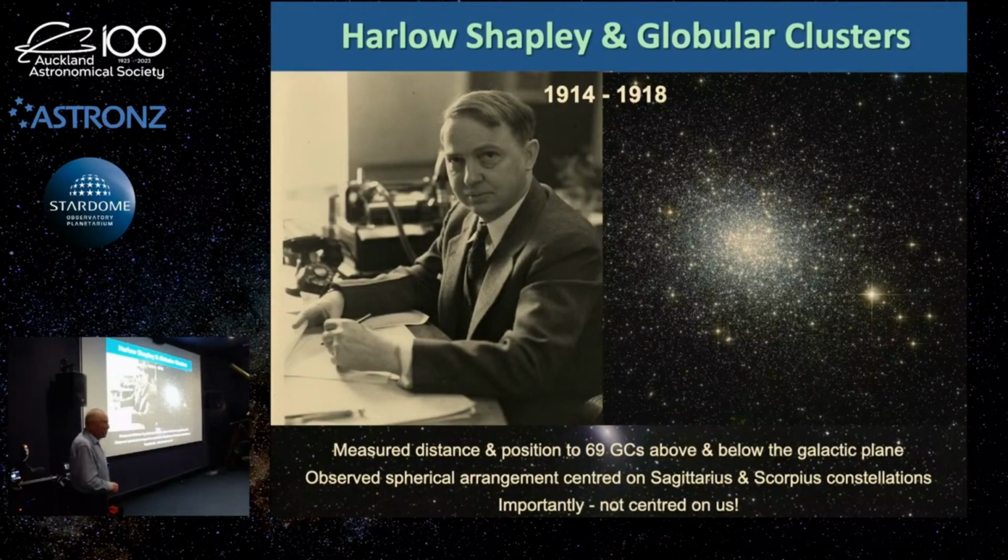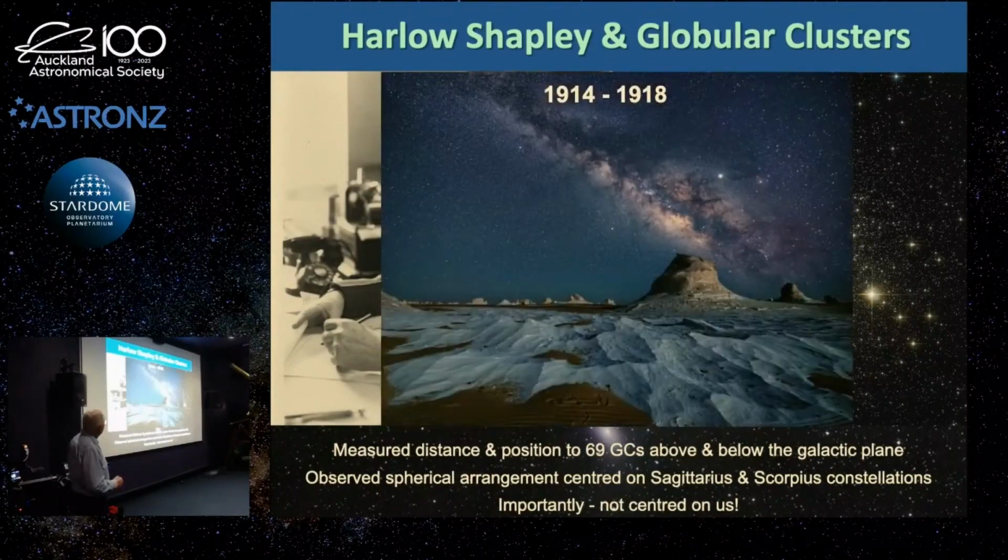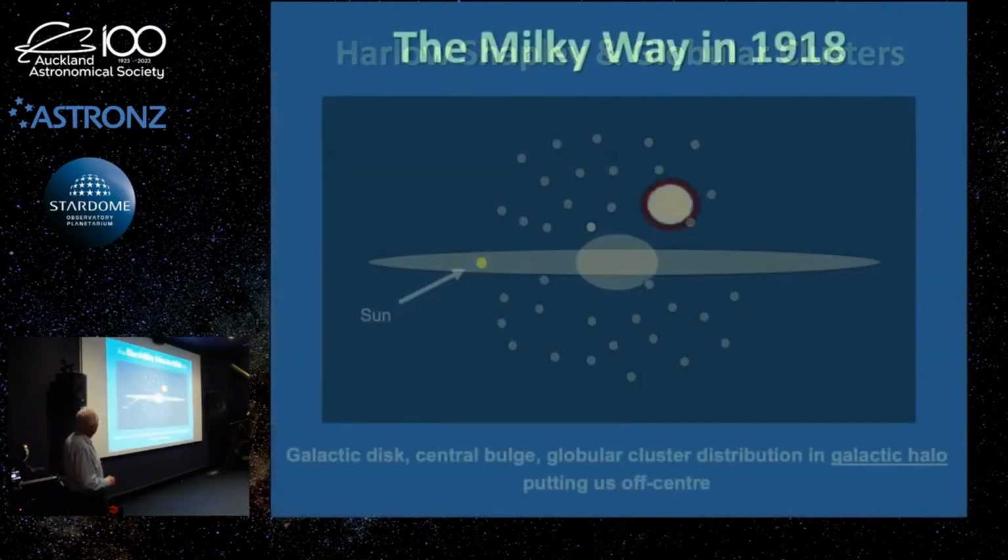That was a biggie. They were centered on the constellation of Sagittarius and Scorpius in this region of the sky here. So that was the first thing, that hello, there is clearly the center of the Milky Way, not where we are. So that was another big milestone in us learning about the Milky Way galaxy.